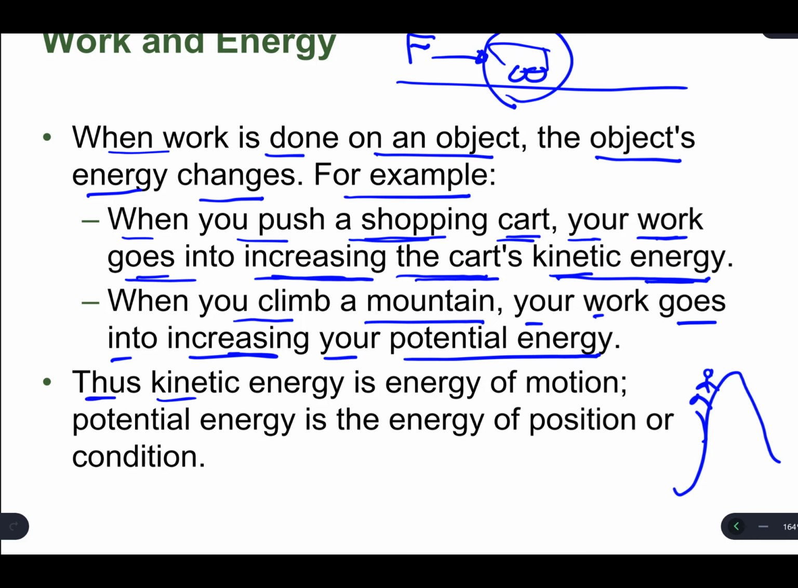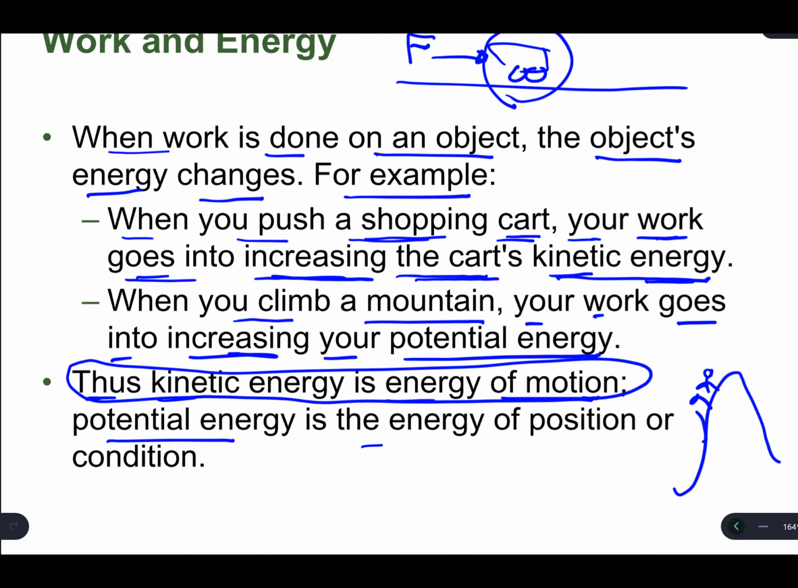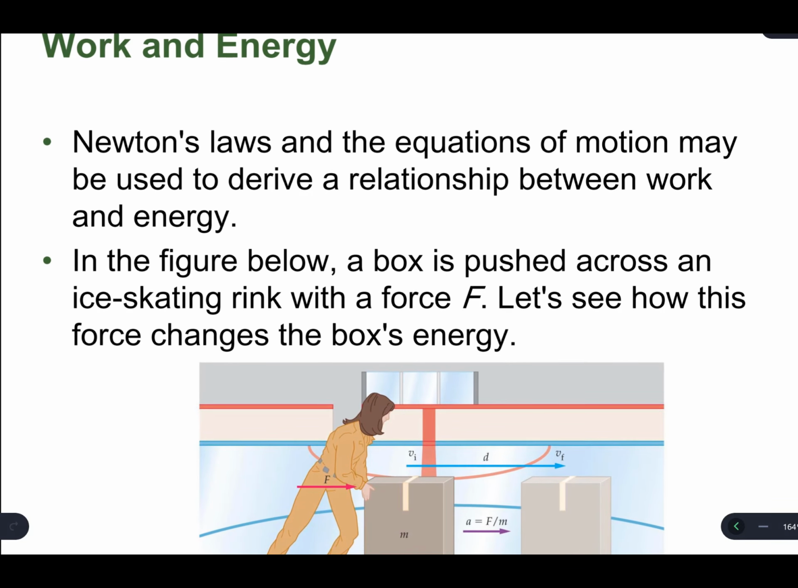Thus, kinetic energy is energy of motion. This is the definition of kinetic energy, guys. Kinetic energy is energy of motion. Potential energy is the energy of position or condition. And we will describe each one, kinetic energy and potential energy. Kinetic energy, energy of motion. Potential energy, energy due to position or condition.